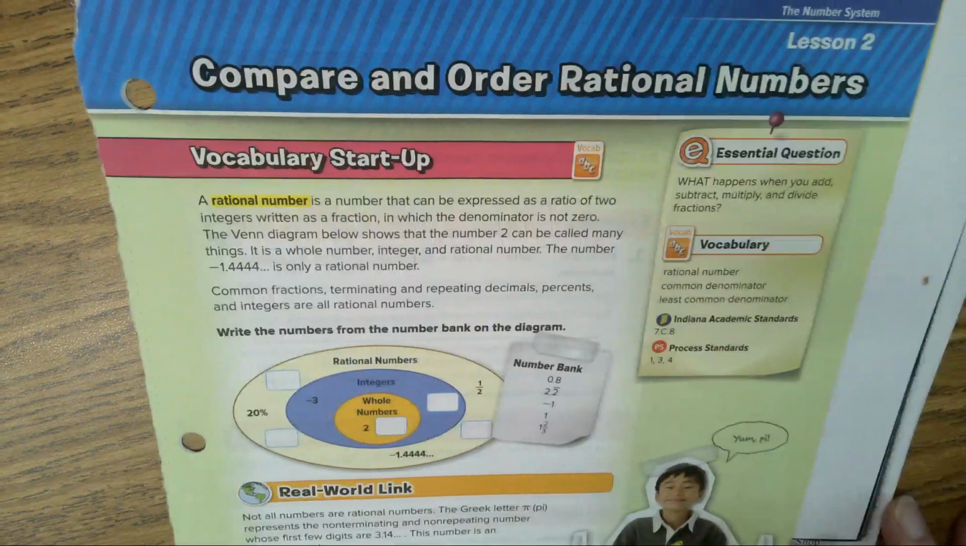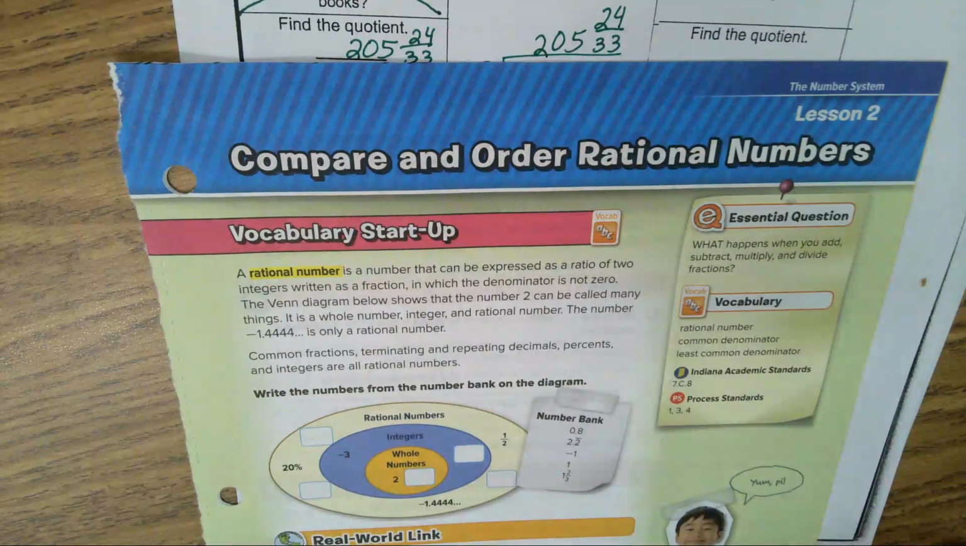This is Mrs. Robertson's cluster math class, and today we are in Chapter 4, Lesson 2, Compare and Order Rational Numbers, located on page 271.